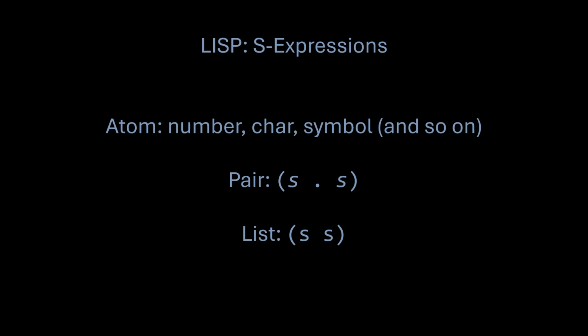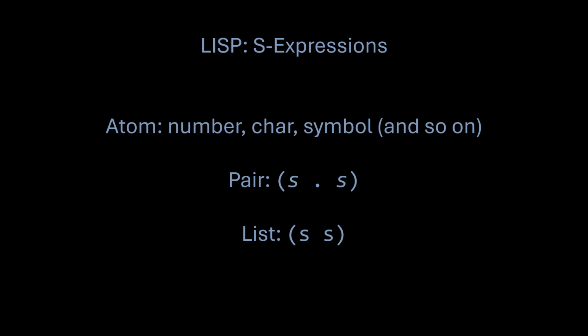So here's basically the examples. Of course, you have these fundamental things they call atoms in Lisp, which are basically things like numbers, characters, symbols, and so on and so forth. Booleans, obviously, are an excellent example. And then you have two things. You have pairs, also called a dotted pair, which takes two S expressions and puts parentheses around them with a dot in the middle.